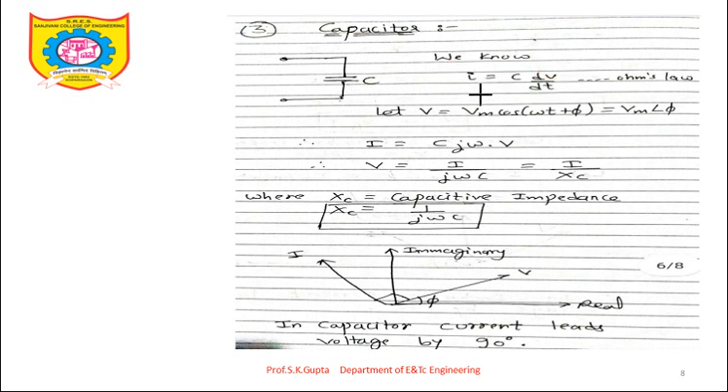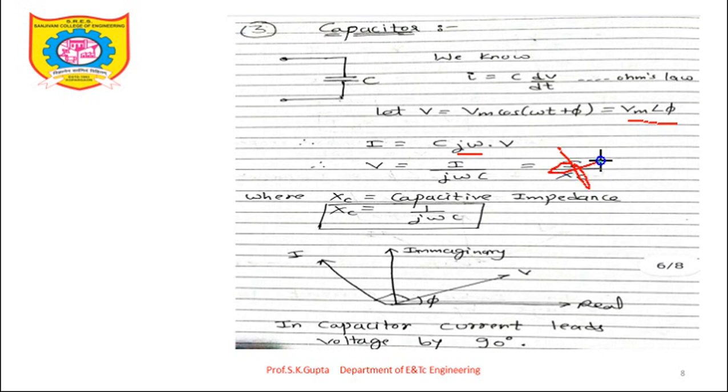Then let V equal to Vm cos(omega t plus phi). Consider that our V is a sinusoid, Vm cos(omega t plus phi). In phasor domain it is Vm angle phi. Now I equal to C times d by dt is nothing but j omega into V. So V equal to I divided by j omega C, and this 1 upon j omega C is nothing but the XC.